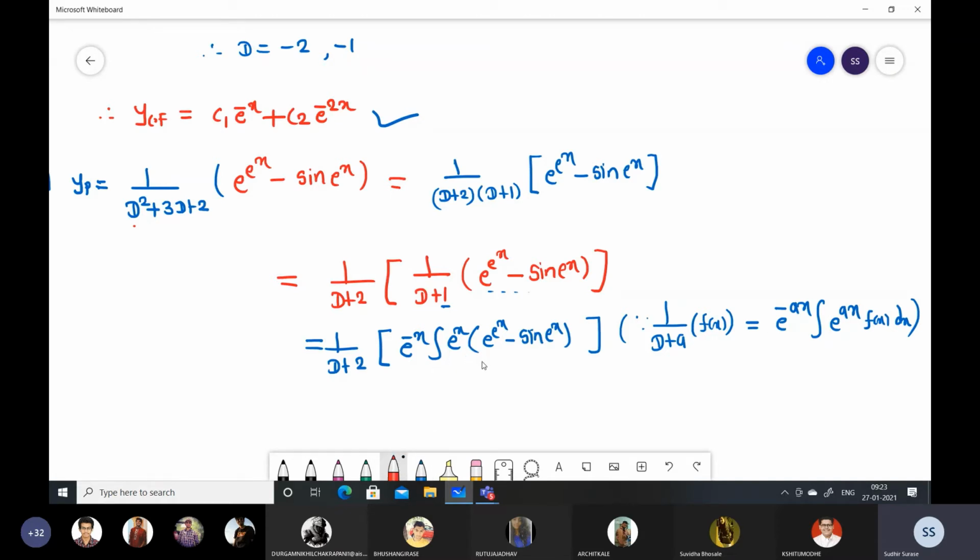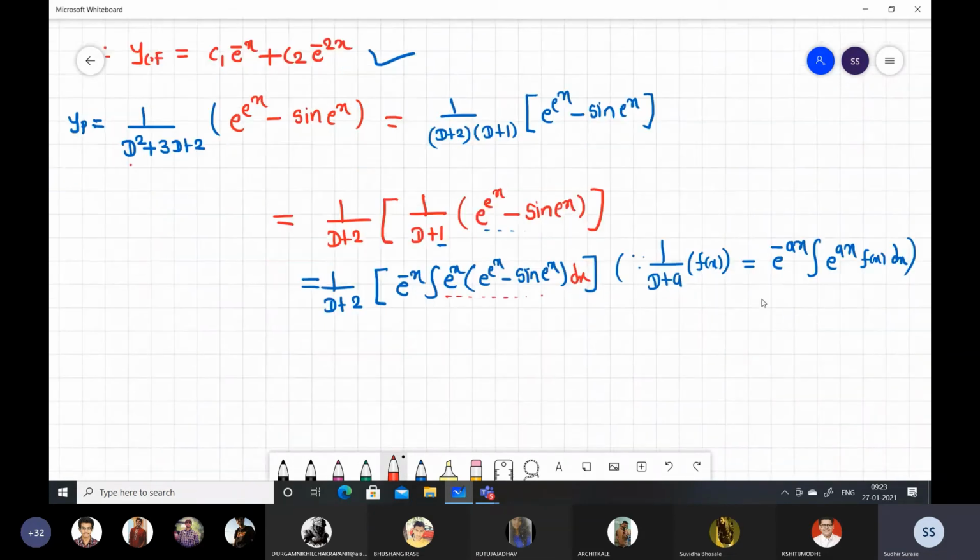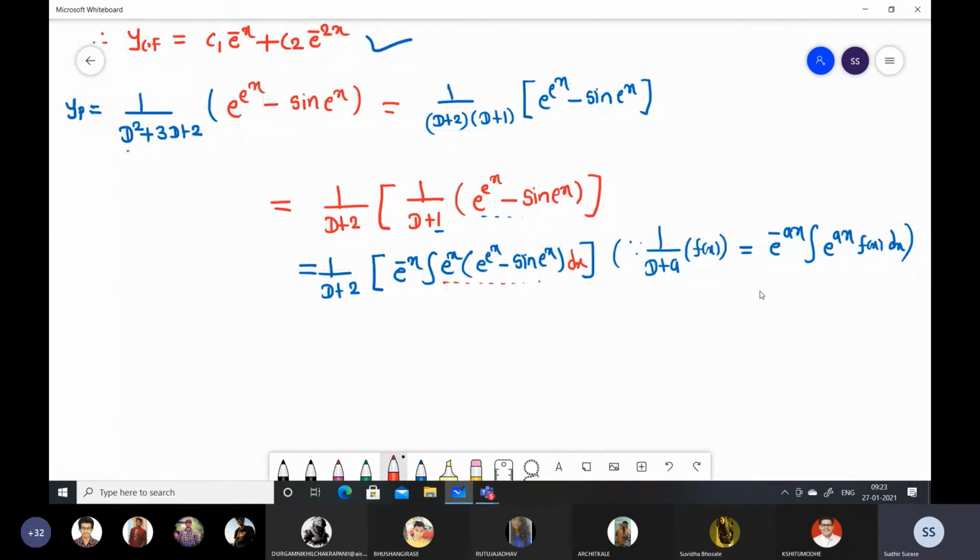And now our aim is to solve this integral. We have to solve this integral, and after that, one more time we have to apply 1 upon d plus 2. So to solve this integral, do you have any idea how to solve this? Any suggestion, or do you know any method or any substitution that we can use here?